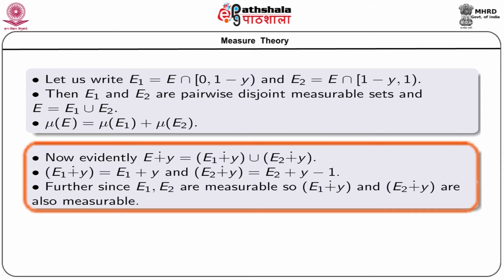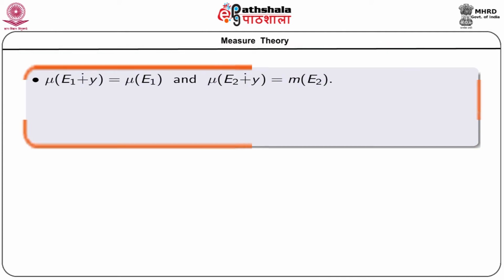Since E1 and E2 are both measurable, from the fact that translates of measurable sets are measurable, it follows that E1 plus-dot y and E2 plus-dot y are also measurable. Also, we have seen that under translation operation, Lebesgue measure remains invariant. So, mu of E1 plus-dot y is equal to mu of E1, and mu of E2 plus-dot y is equal to mu of E2.